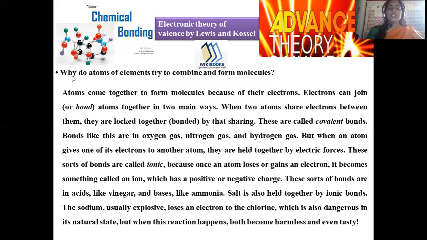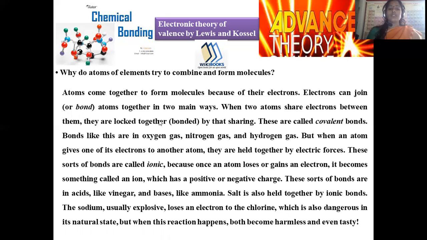Another question was given: why do atoms of elements try to combine and form the molecules? The answer collected from wiki books. Thank you very much for your valuable answer for this. Why are atoms combining to give rise to the molecule? Atoms come together to form the molecule because of their electrons only. Some electrons are short and some electrons are excess. That's the reason why. In order to get the uniformity, they are combining in order to achieve the stability.